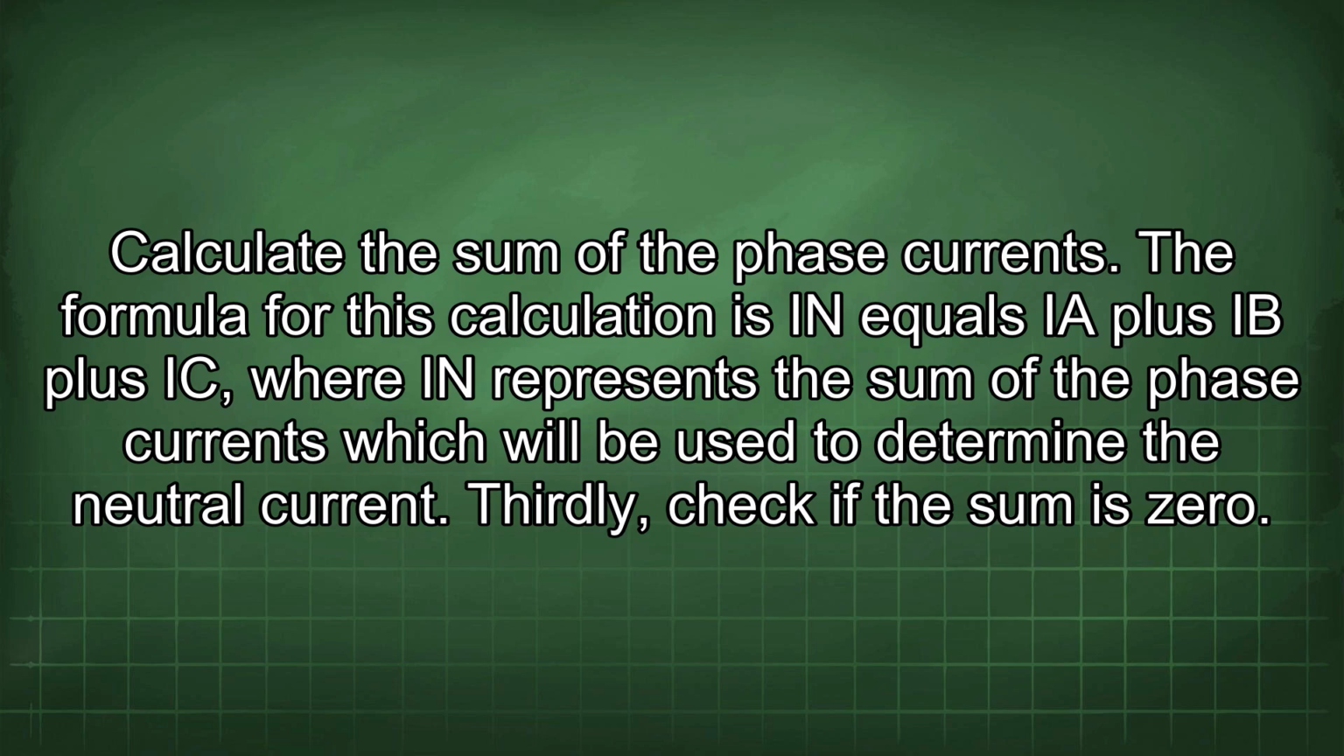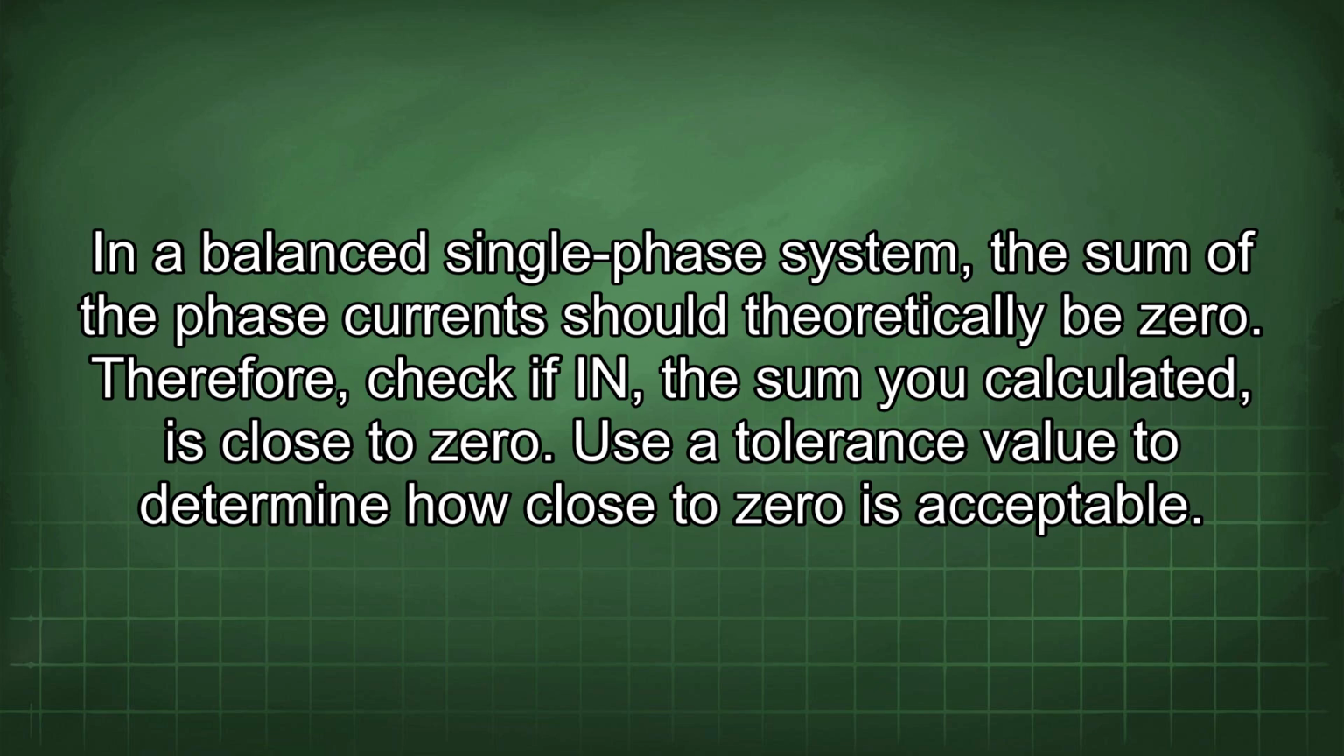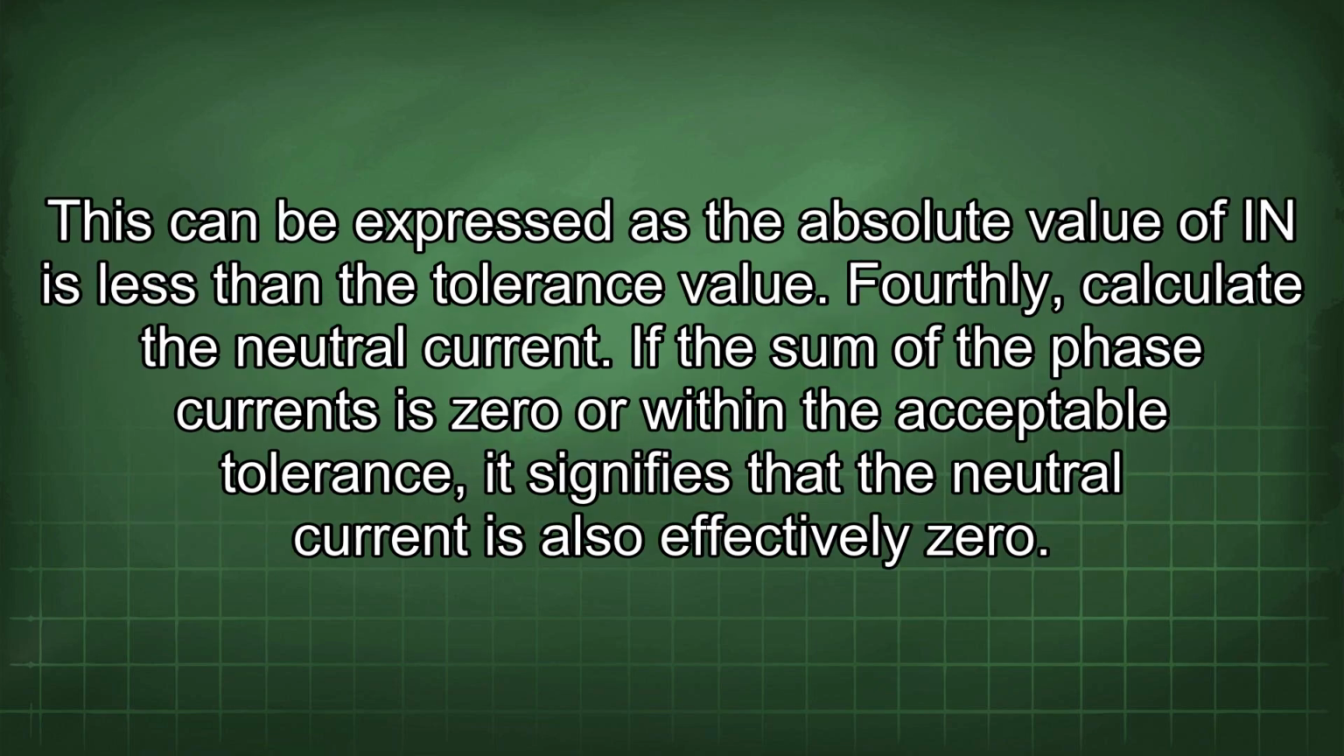Thirdly, check if the sum is zero. In a balanced single-phase system, the sum of the phase currents should theoretically be zero. Therefore, check if N, the sum you calculated, is close to zero. Use a tolerance value to determine how close to zero is acceptable. This can be expressed as the absolute value of N is less than the tolerance value.